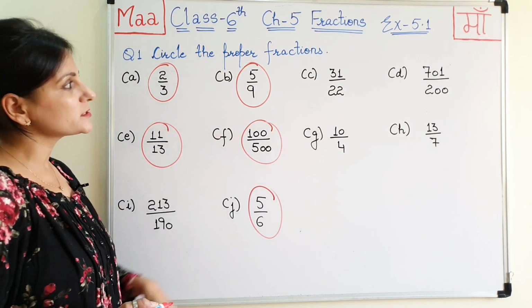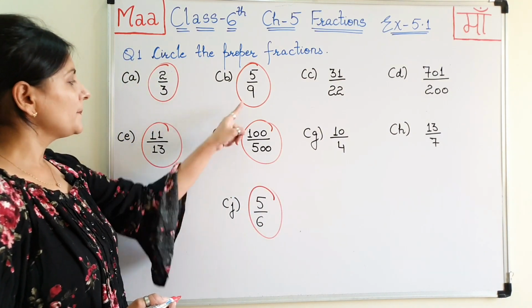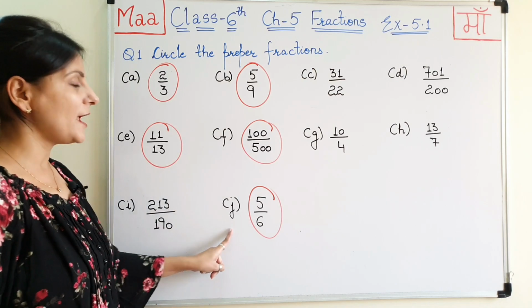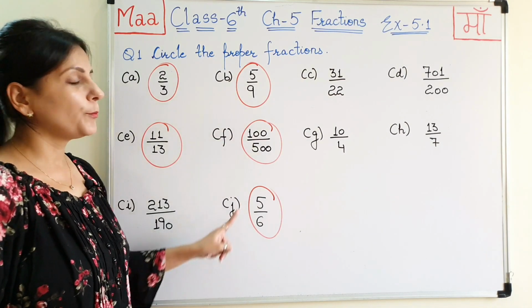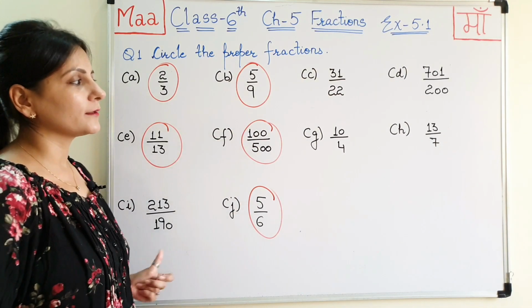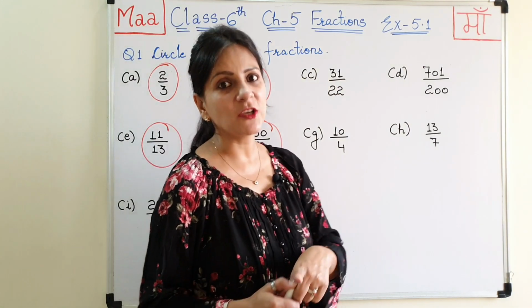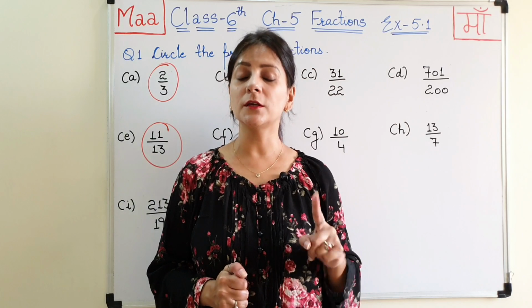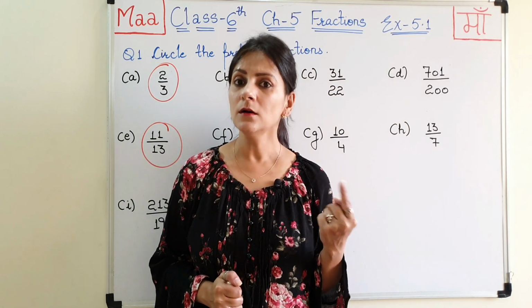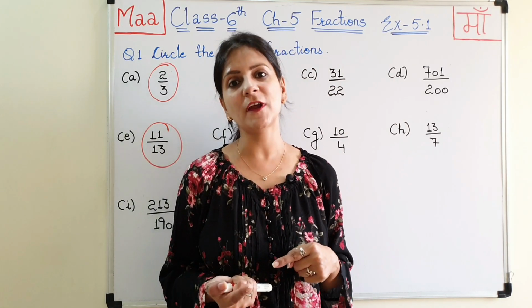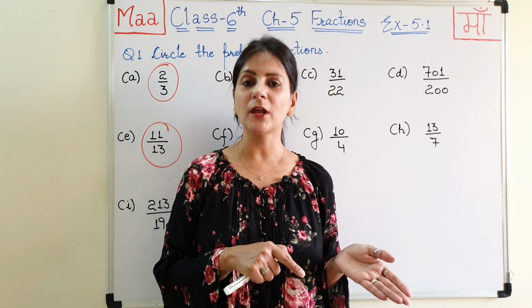So from this first question, parts A, B, E, F and J are all proper fractions, and the rest are improper fractions. I hope it is clear. Proper fractions are those fractions where the numerator is smaller than the denominator, and an improper fraction is just the opposite of a proper fraction.